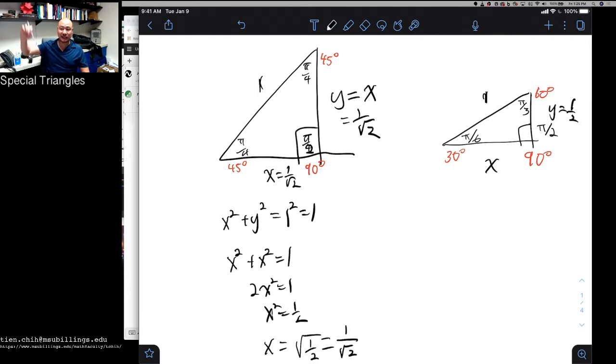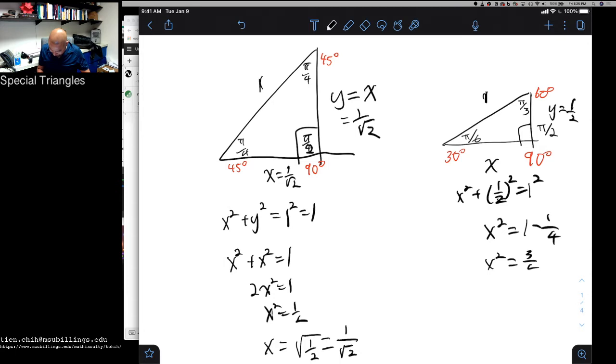So if my opposite side is 1/2, then what I know is that x squared plus y squared, which is 1/2 squared, is once again 1 squared. And so what we have is x squared is 1 minus, well, this 1/2 is going to come down, and I'm just going to square it now, so that's 1/4. So x squared is 3/4, so x is the square root of 3/4, which is fine. If you want to write it as square root of 3 over 2, that's also fine.